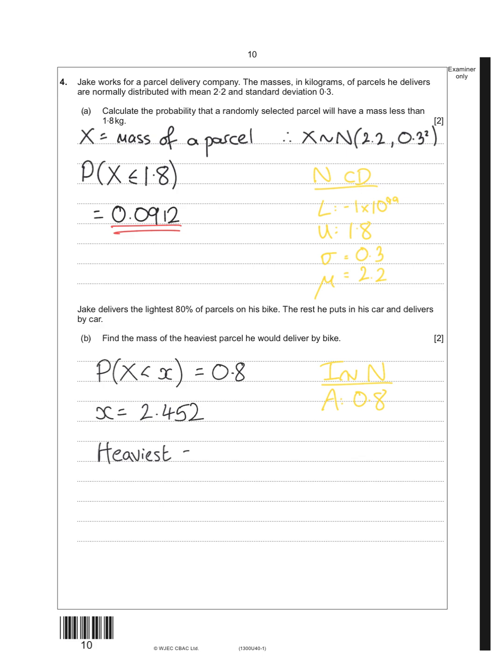Heaviest is 2.452 kilograms. Okay, I suspect there's going to be some kind of conditional probability coming in a minute to do with that. So let's have a look.